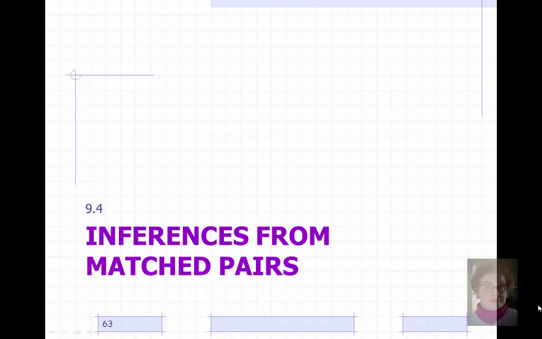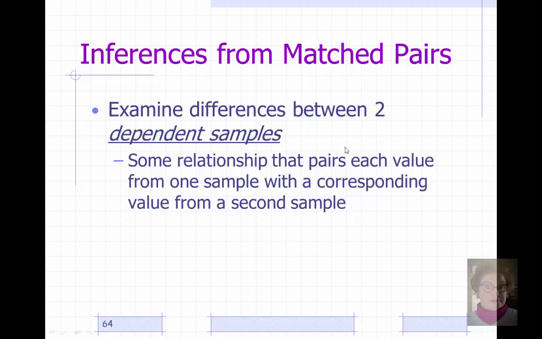In this video, we're going to talk about our last section in this chapter, and we're going to talk about inferences from matched pairs. What happens with this kind of data is we are dealing with dependent samples. There's some relationship that pairs each value with a value from the second sample. Examples of this would be before and after tests.